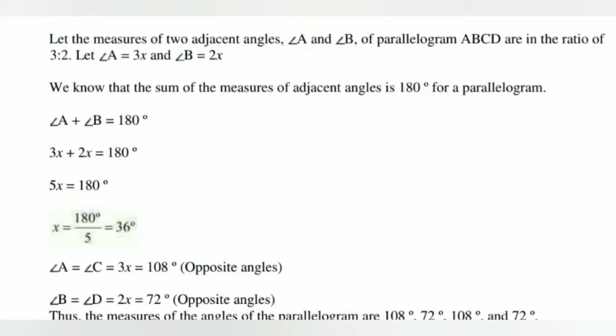Same as angle B you can find. Angle B is 2x. So 2 into 36, answer is 72. Here also opposite angles are equal. So angle B is equal to angle D is equal to 72 degree. So the measures of the angles of the parallelogram are 108 degree, 72 degree, 108 degree, 72 degree.